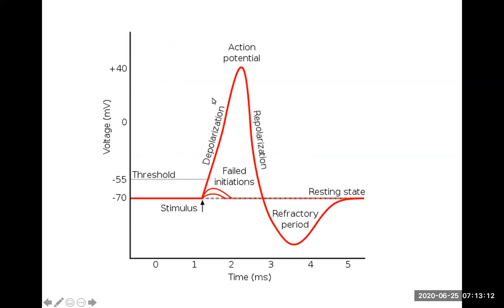I include this graph just as another way to show the different stages. This includes that threshold on it, and this shows failed initiations or failed stimuli that failed to bring this neuron to an action potential peak. However, this stimulus was enough to get the membrane potential past threshold, so we have generated an action potential peak through depolarization, the influx of sodium ions, then repolarization, the exiting of potassium ions. The refractory period shows this negative state, and then the resting state is created back again with the sodium potassium pump.